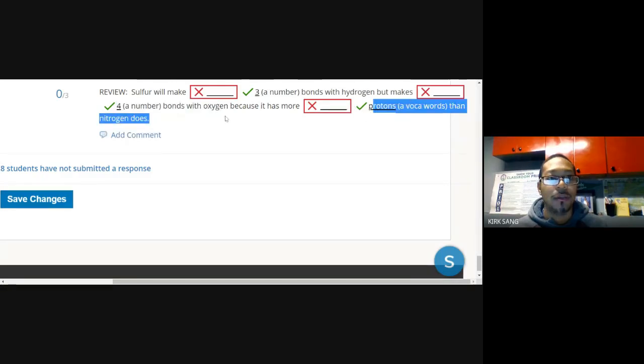Okay, so remember, we need to reference where sulfur is in the periodic table. Sulfur is found in group 16, right? But it's higher in the periodic table, so it's smaller. Notice that they say it's able to make 3 bonds.